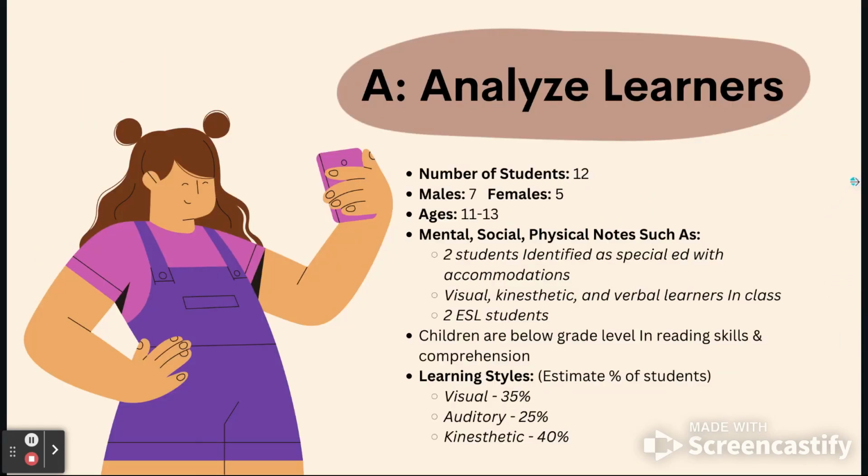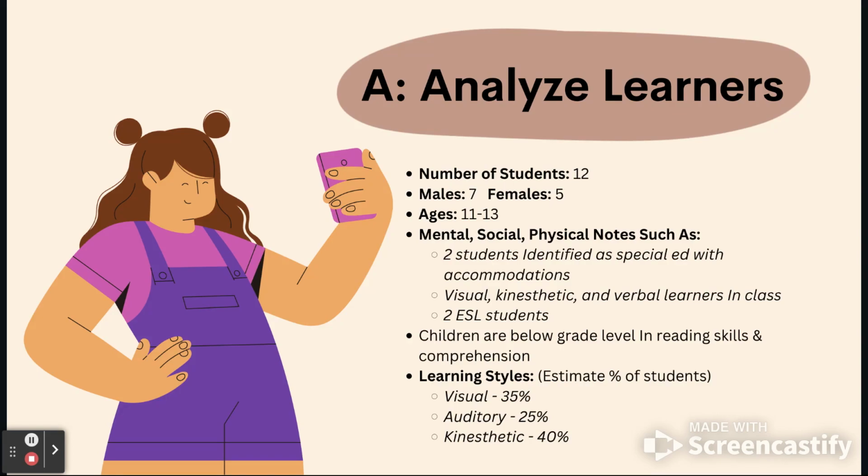A stands for Analyze Learners. So analyzing my hypothetical class, the number of students would be 12, 7 males and 5 females, possibly ranging in ages 11 to 13. The mental, social, and physical notes are such as 2 students could be identified as special ed with accommodations.